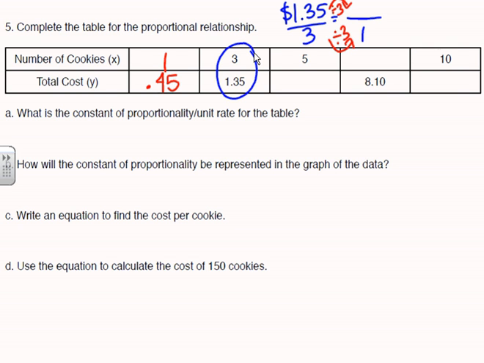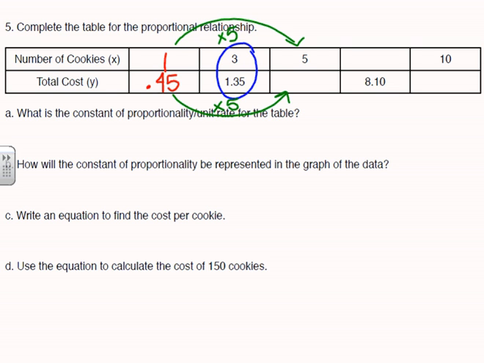All right, now I'm going to work my way back up to the bigger numbers. So to get from 1 to 5, I need to multiply by 5. So I'm going to do the same thing right here. So 45 cents multiplied by 5. So we're going to get $2.25. Okay. From there, I can easily get up to 10 because 5 times 2 is 10. So I'm going to do $2.25 times 2. That's going to give me $5.